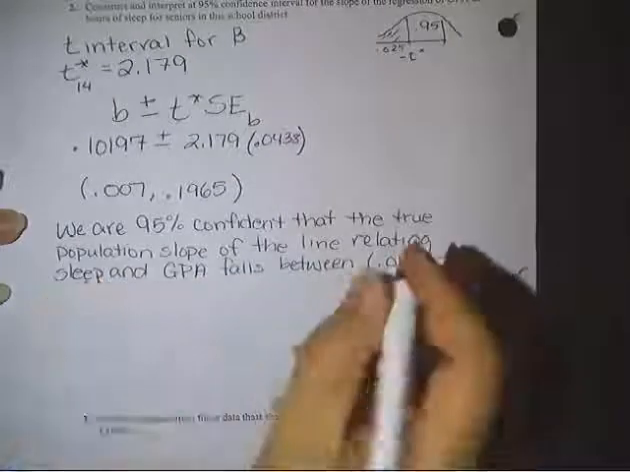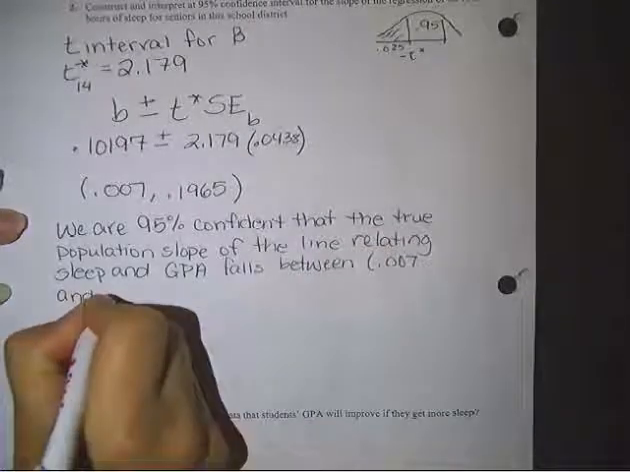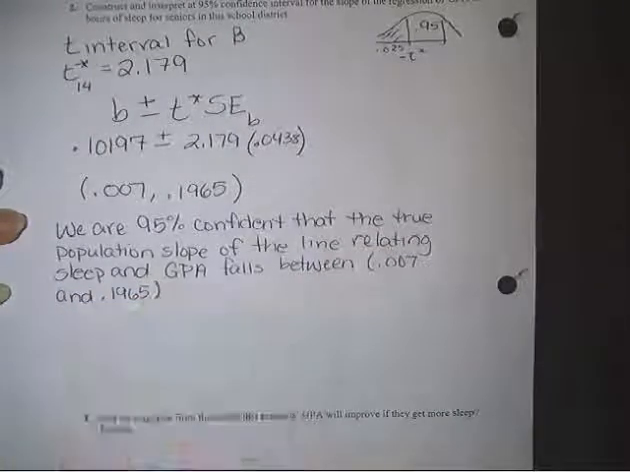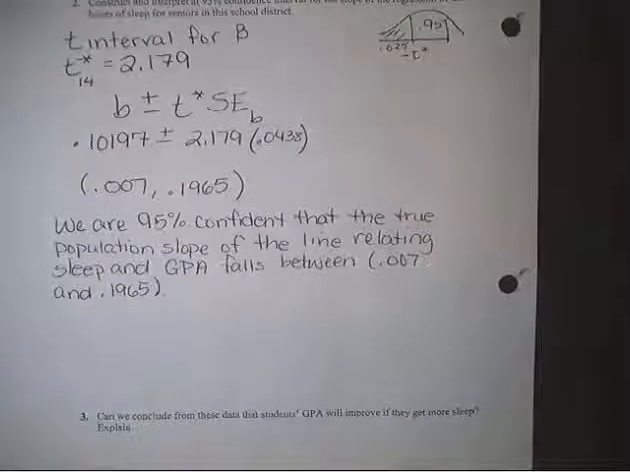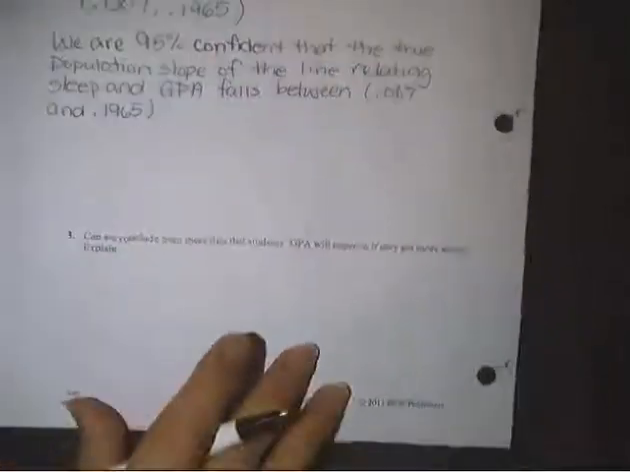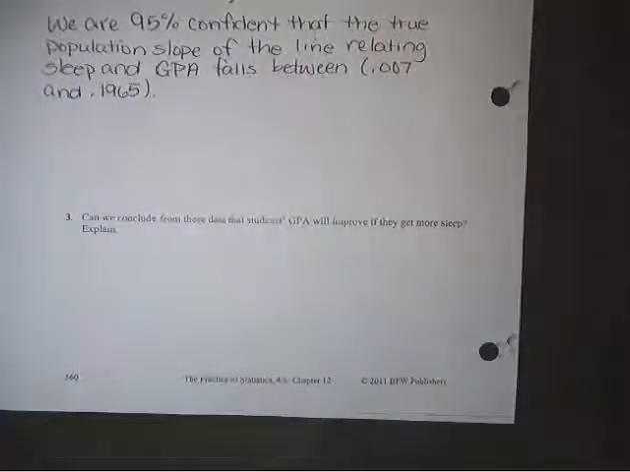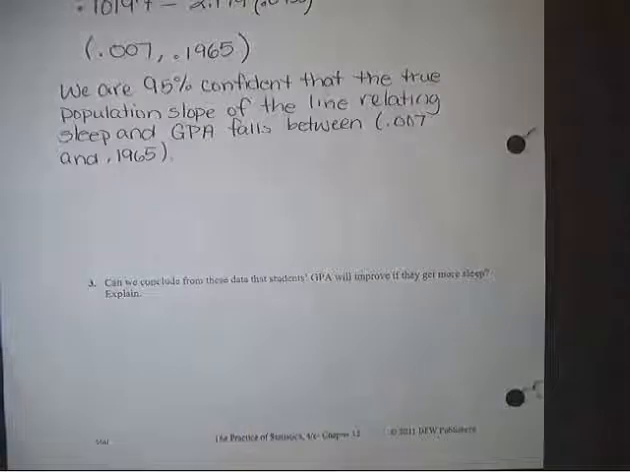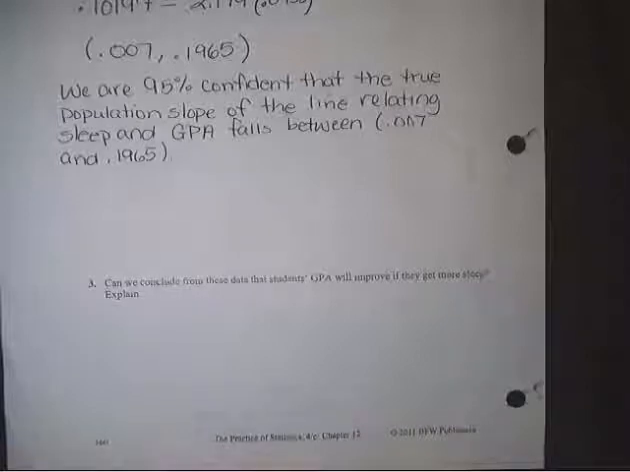Okay, and then the last one here says, can we conclude from these data that students' GPA will improve if they get more sleep? Explain. So this is actually asking, is there a causal relationship? And as you know, we can't conclude that additional sleep is the cause of the increase in GPA. Since this was a sample survey, it was not a controlled experiment. There may be other factors that are confounded with the amount of sleep that the students get. So make sure if it's asking for a causal relationship, you think, well, was this an experiment? It wasn't. It was a survey. It was not a controlled experiment.